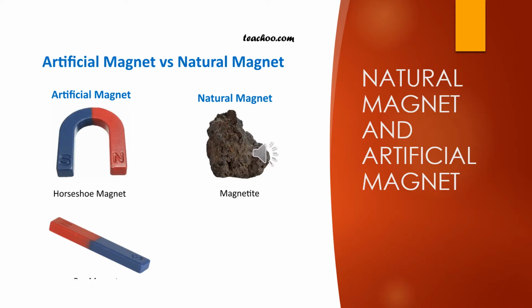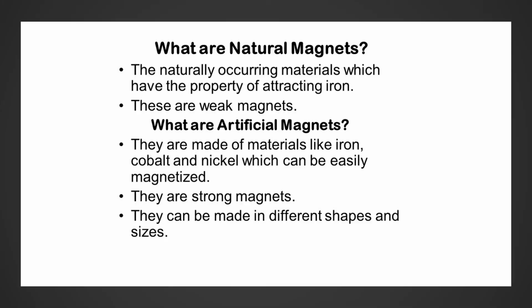There are two types of magnets, natural magnet and artificial magnet. Natural magnets are those which are made in nature, and artificial magnets are those which are made by humans. So what is a natural magnet? A natural magnet is a magnet which is available in nature, number one. Number two, it has the property of attracting iron, and these are weak magnets.